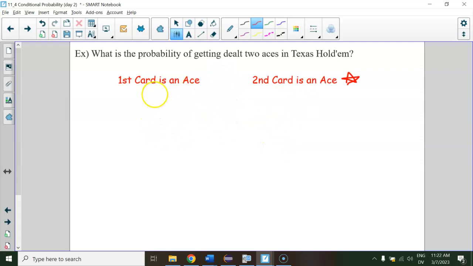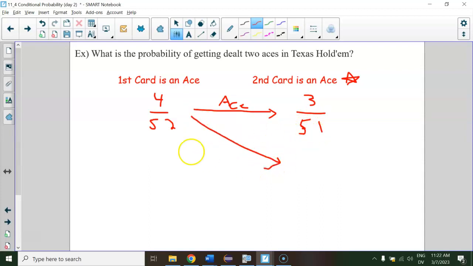Okay, so the first card being an ace is 4 out of 52. Okay, but then one of two things can happen. You can get an ace, right? And if I get an ace on the first card, sorry for the bad handwriting, then my second card being an ace is 3 out of 51. All right, that's my chance of the second one being an ace.